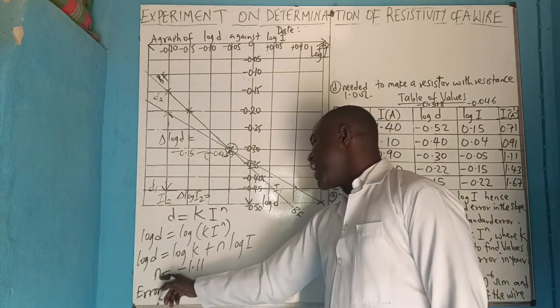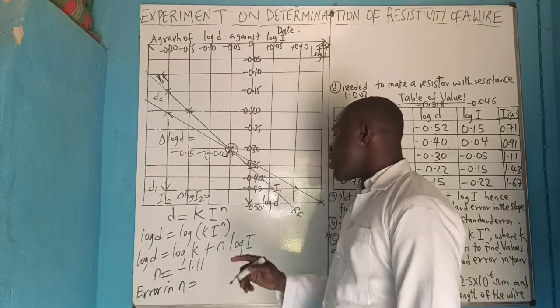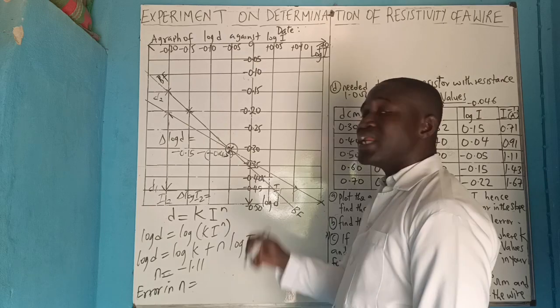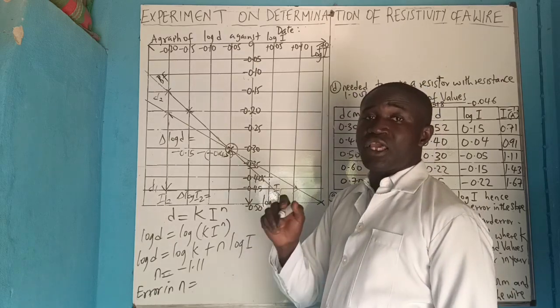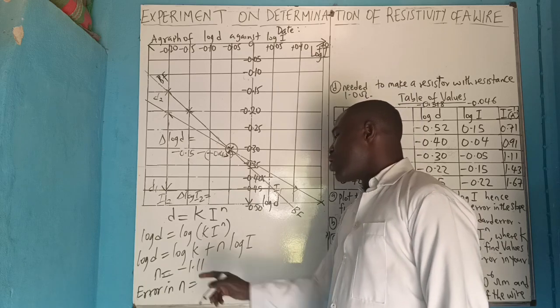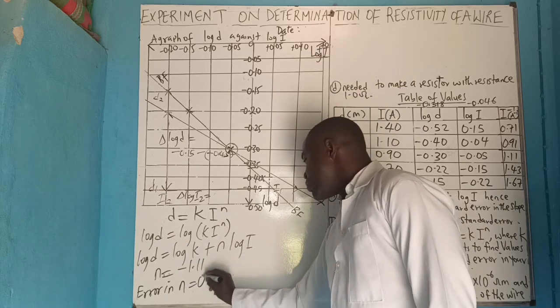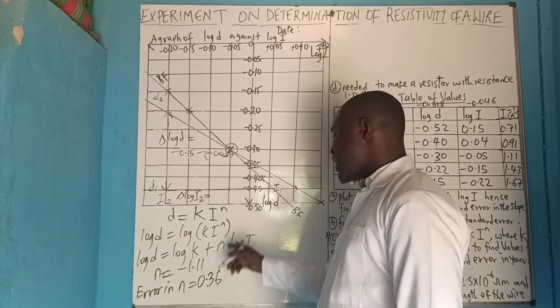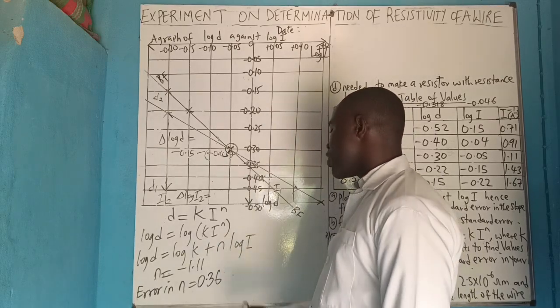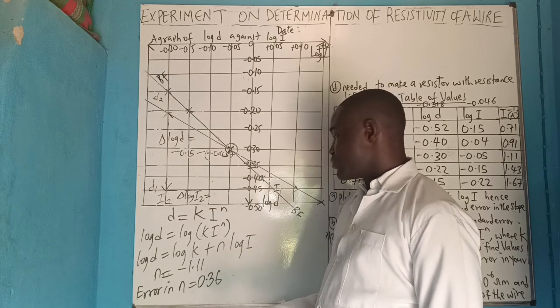Since we have gotten our n to be minus 1.11, the error in n becomes the error in the slope. And what is the error in the slope? We got it to be 0.316. That is, we have done it before, because n is the slope.